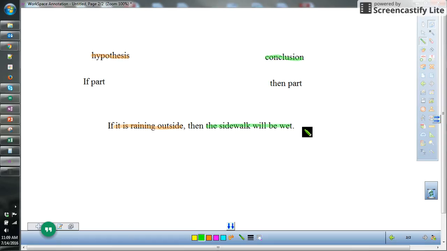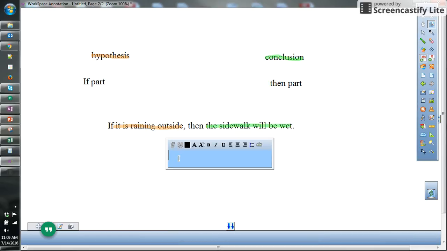Right now, this seems really basic, but when we go into the other related statements, we're going to see that clearly defining the hypothesis and the conclusion of a statement is super critical to be able to understand all those related statements. Now, quickly, I want to give you a little bit of math notation here.